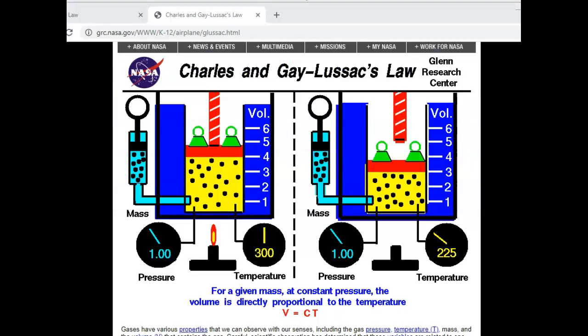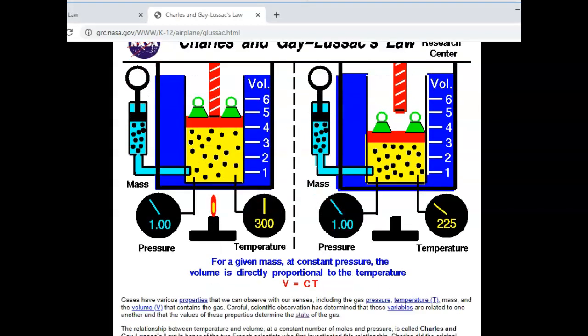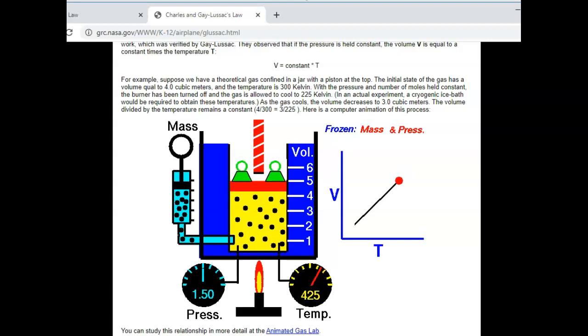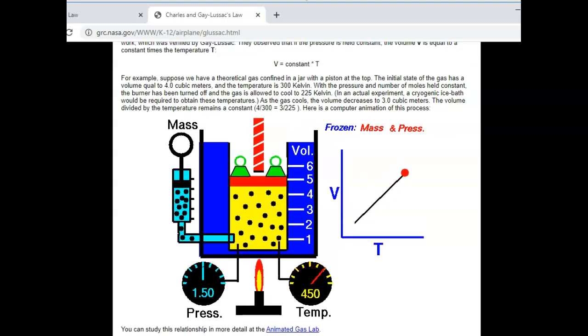NASA gives us a good illustration of Charles' law. They call it Charles and Gay-Lussac's law. And it states that for a given mass, keeping pressure constant, the volume is directly proportional to the temperature. So if we scroll down, we can see that illustrated. So as you can see, with a constant pressure, as temperature increases, so does volume.